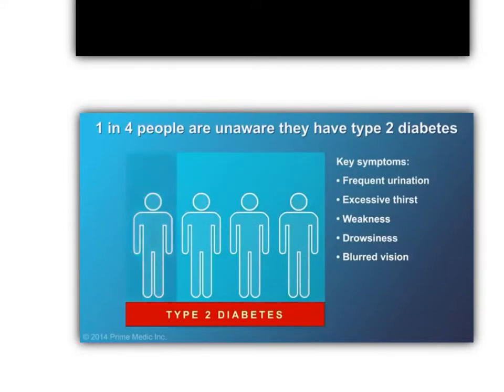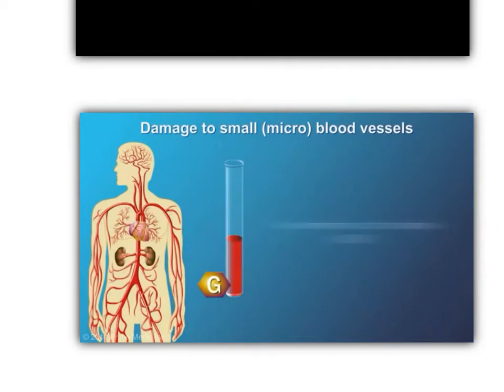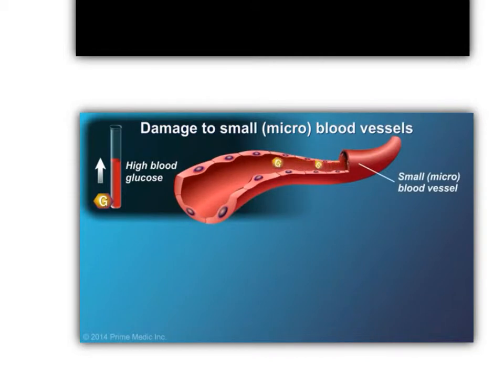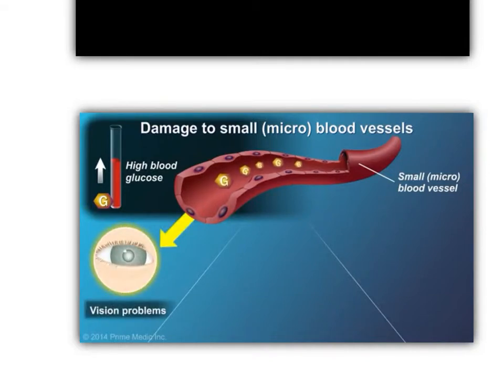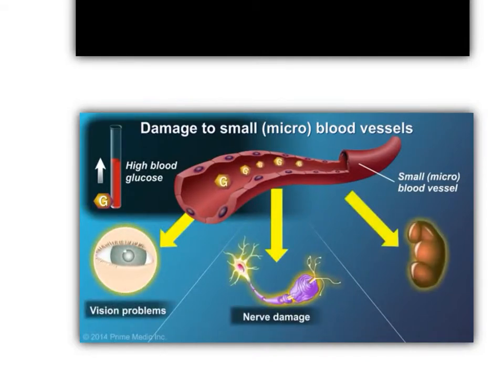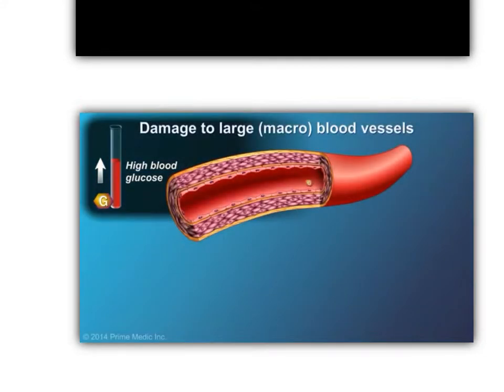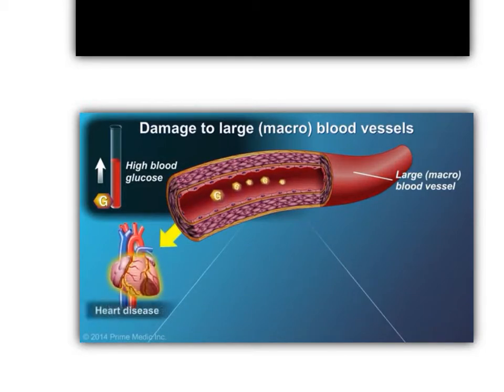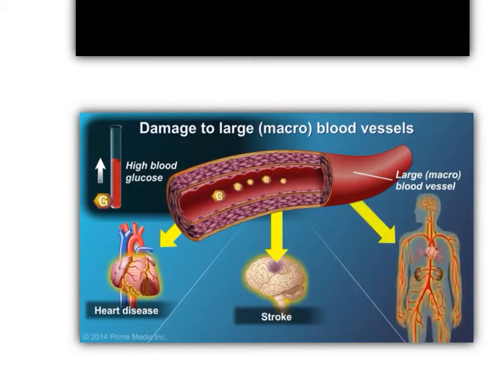About 1 in 4 people with type 2 diabetes are unaware that they have the disease. It is important to catch diabetes early. Over time, high blood glucose damages the blood vessels, which can damage the organs that these vessels supply, leading to a variety of health complications. Damage to the small or micro blood vessels can cause vision problems, including loss of sight, nerve damage, and kidney disease. Damage to larger or macro blood vessels can lead to cardiovascular complications such as heart disease, stroke, and poor blood circulation.